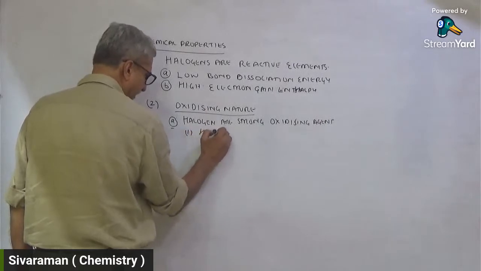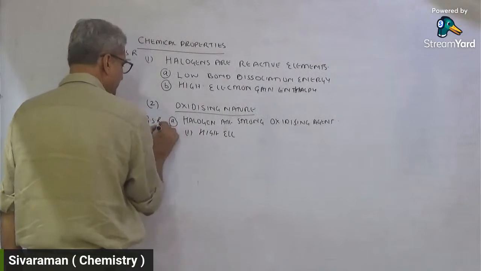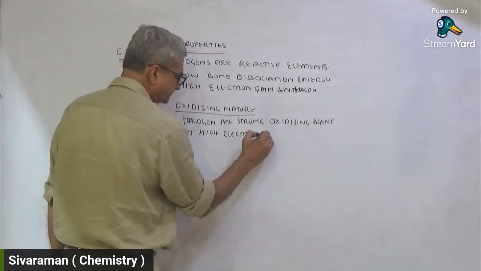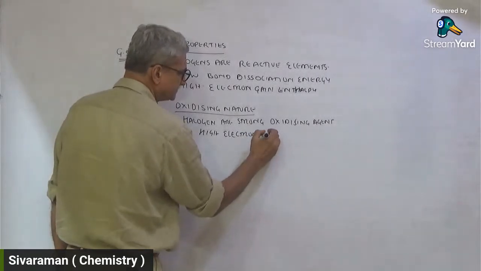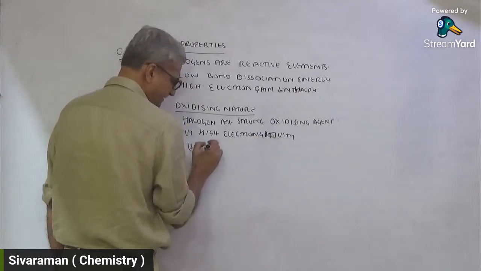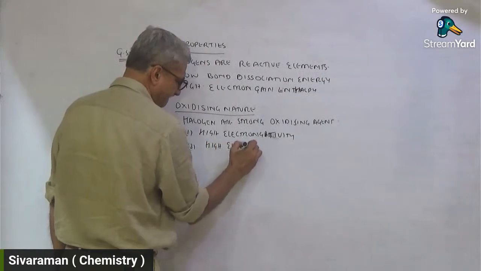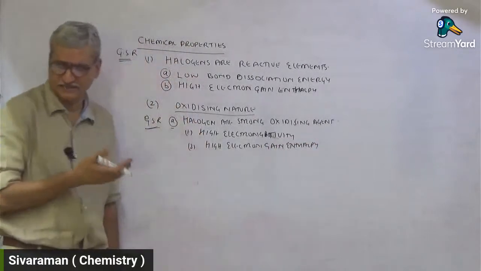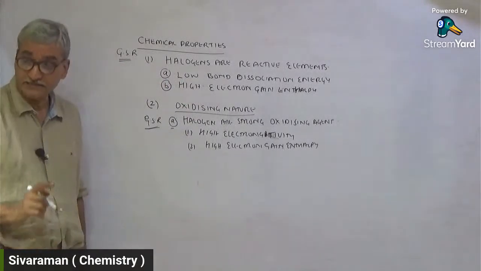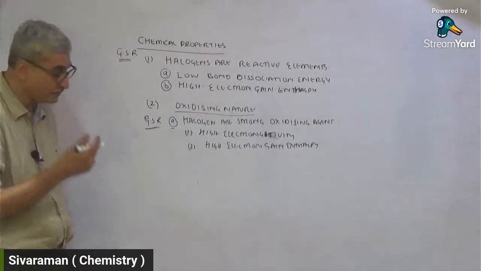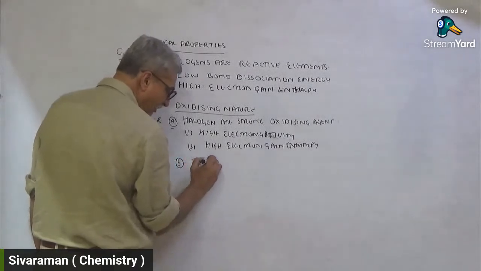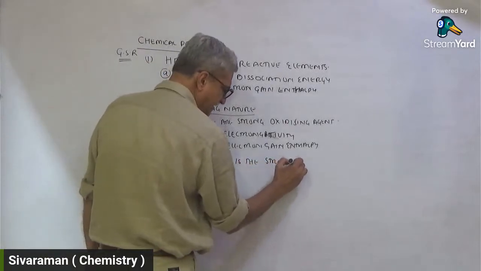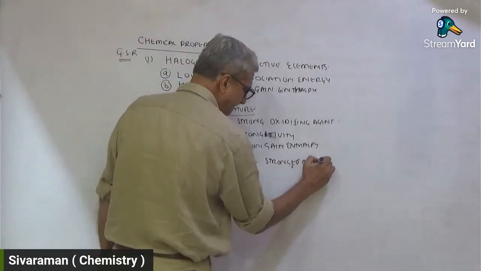The first reason is high electronegativity. This is a give scientific reason question: why are halogens strong oxidizing agents? High electronegativity, high electron gain enthalpy, and high ionization enthalpy. That you can add, but generally these two reasons are the real correct reasons. But then we have one more very important point in this oxidizing property, B: fluorine is the strongest oxidizing agent.